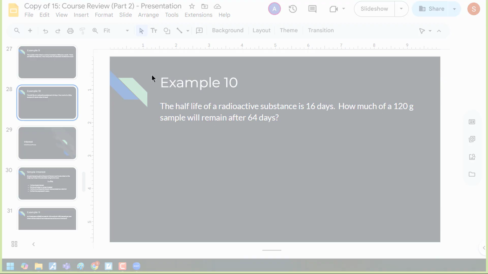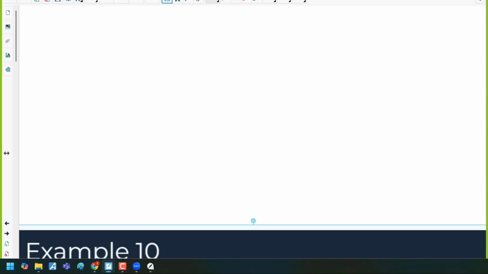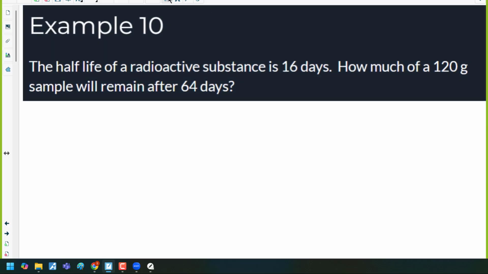Example 10. The half-life of a radioactive substance is 16 days. How much of a 120 grams sample will remain after 64 days? Well, we know that this is half-life, so my decay factor is 1/2. The initial value is 120 grams.